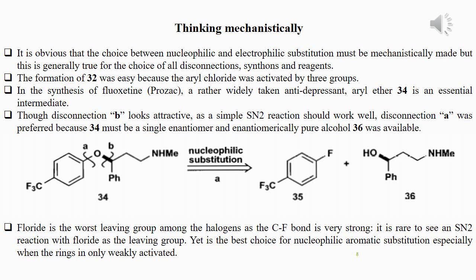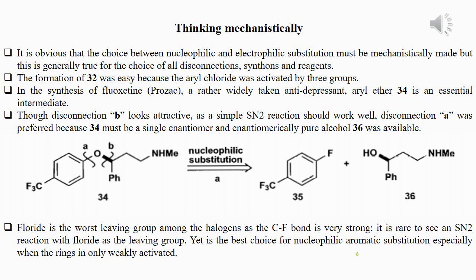So it is obvious that the choice between nucleophilic and electrophilic substitution must be made mechanistically, but this is generally true for the choice of all the disconnections, for all the synthons and reagents. We should go mechanistically. In the previous slide, we did the synthesis of the formation of 32, and that was easy because the aryl chloride was activated by 3 electron withdrawing groups for nucleophilic substitution.